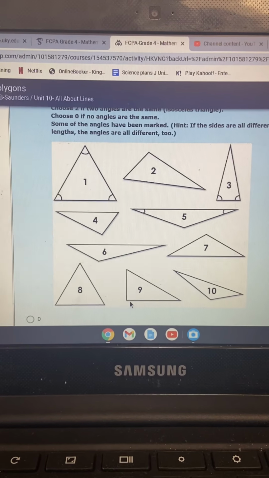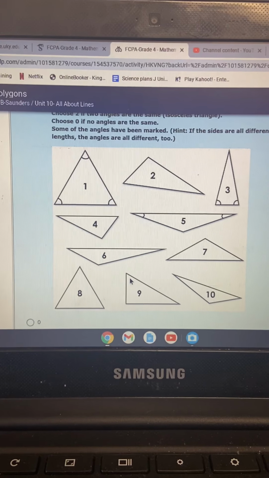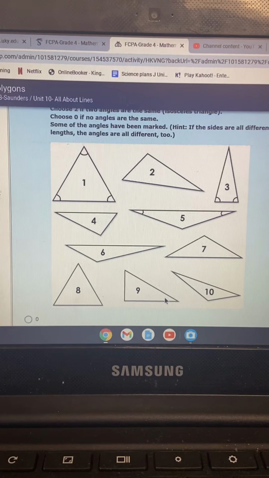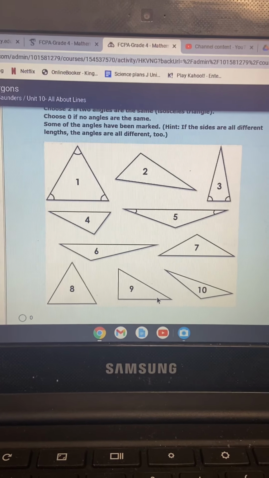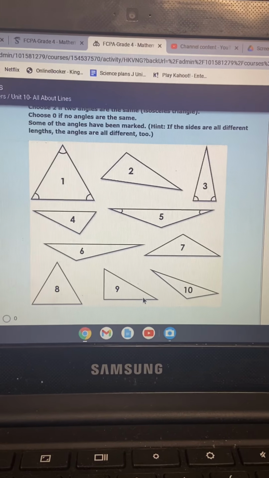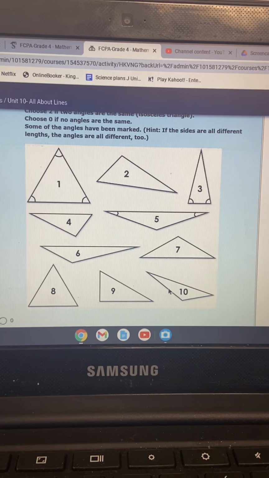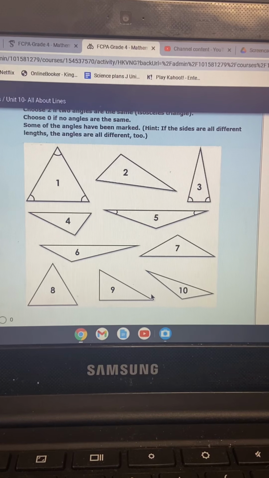Triangle 9, well, we know this is a right angle, and this is not a right angle, so they're not the same. And this is not a right angle, so they're not the same. But then these 2, neither one of those 2 are the same either. So there is 0 angles the same in triangle 9, the same in triangle 10. None of the 3 of them are the same.